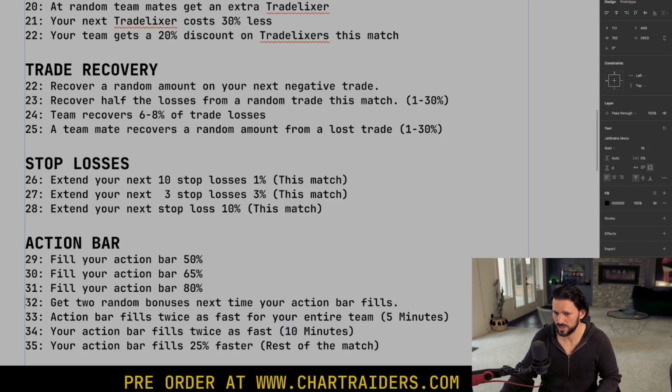So that's where this one gets interesting, because if it randomly triggers 2 time-based benefits, you can have some pretty powerful things happen, which are pretty random, but they do occur, right? Your action bar fills 25% faster for the rest of the match.